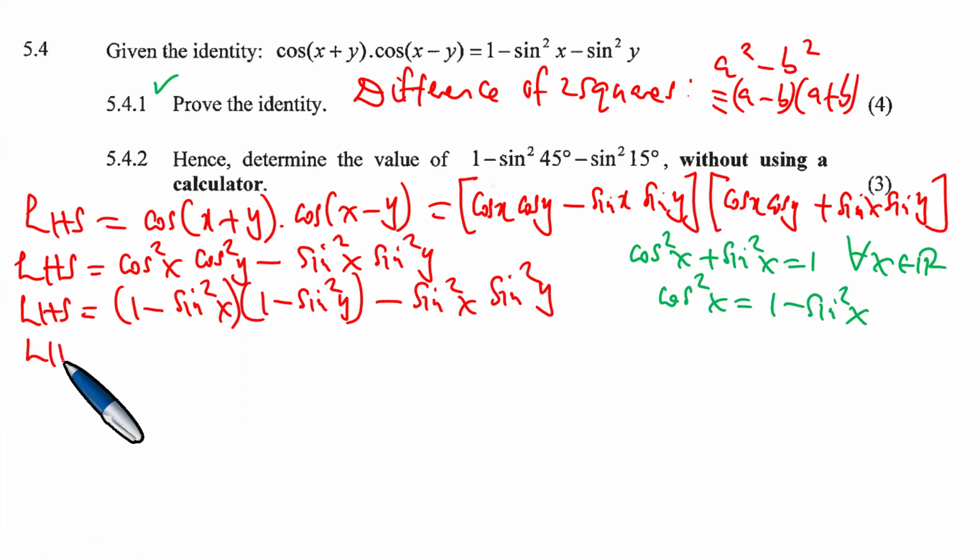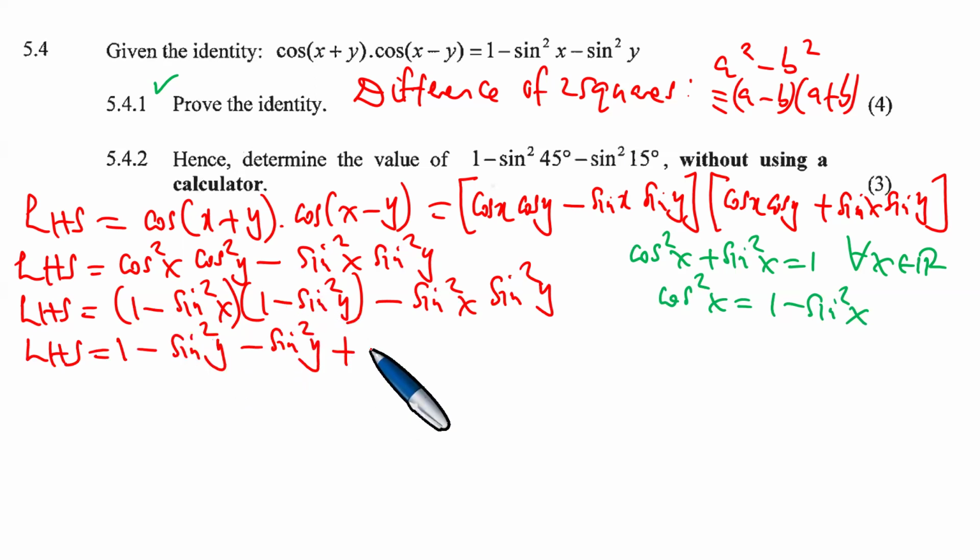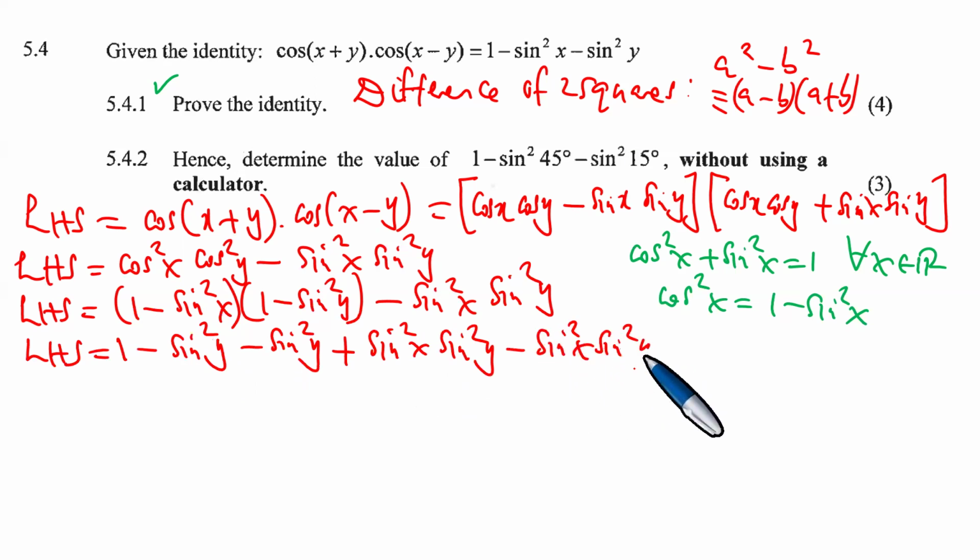By distribution, opening up the parentheses here, we have 1 times 1, which is 1. 1 times minus sine squared, which is minus sine squared y. Minus sine squared times 1, which is minus sine squared x. And then if you multiply these, this one we multiply everything because it's not a difference of two squares. It's not just plus or minus with the same expressions within the parentheses. So we multiply the sine squared and the sine squared here, and they give us plus sine squared x, sine squared y, minus sine squared x, sine squared y.